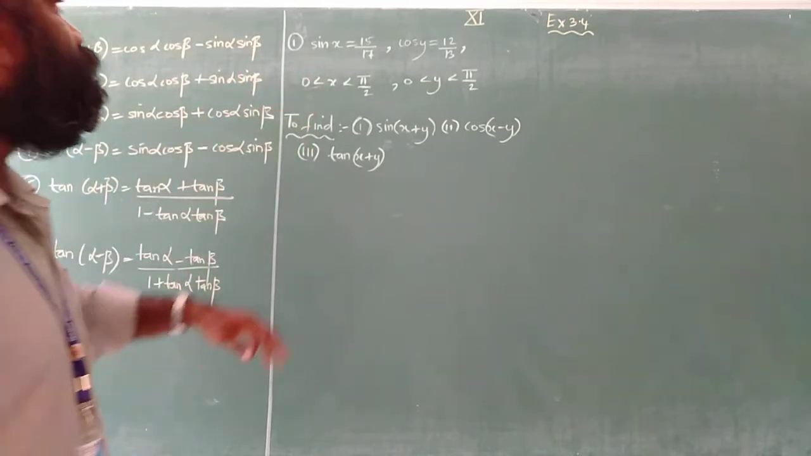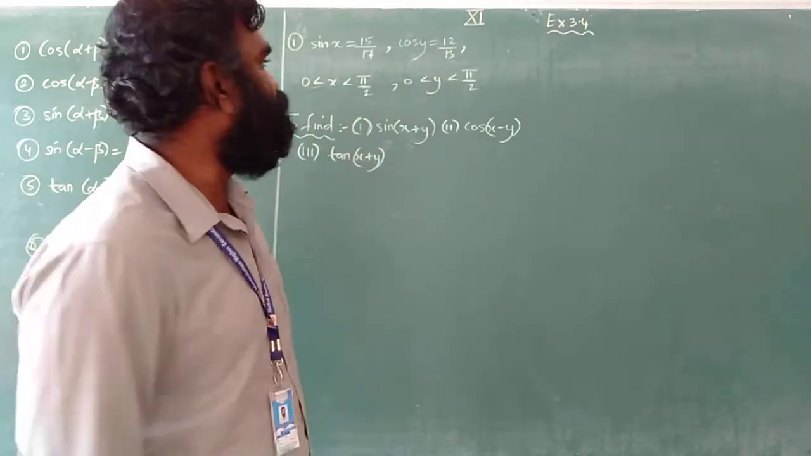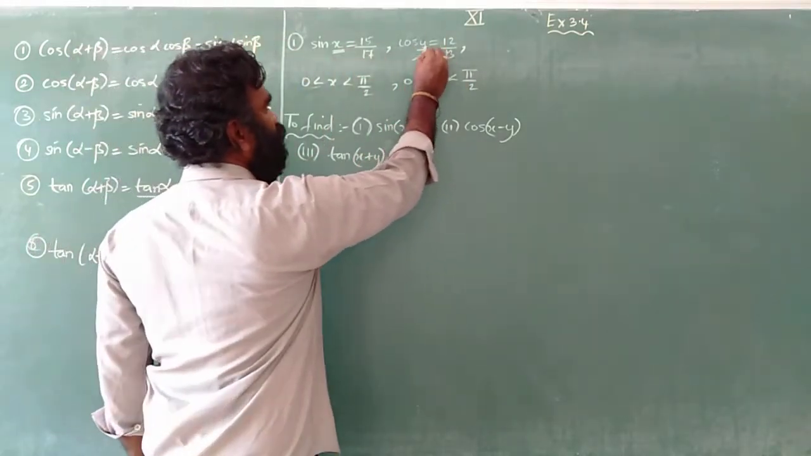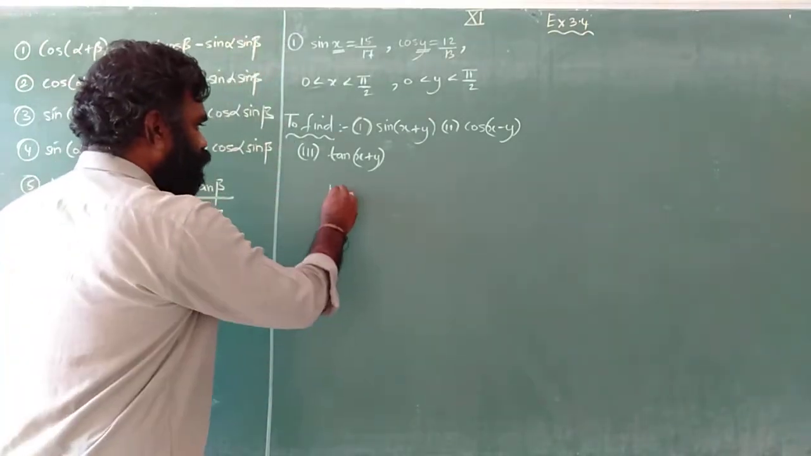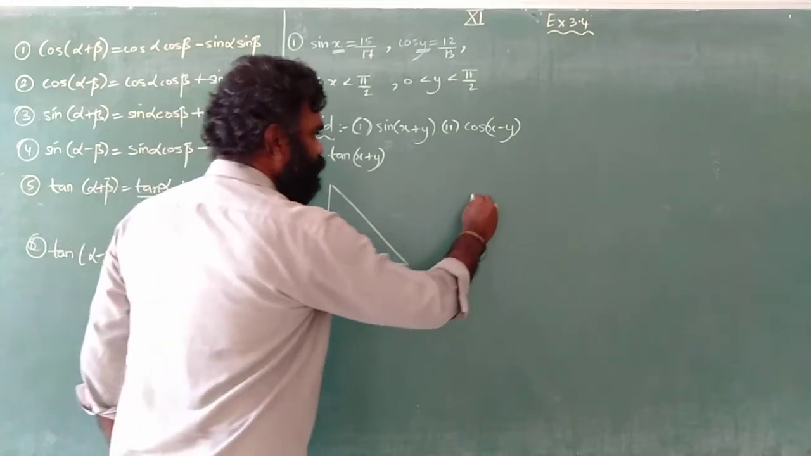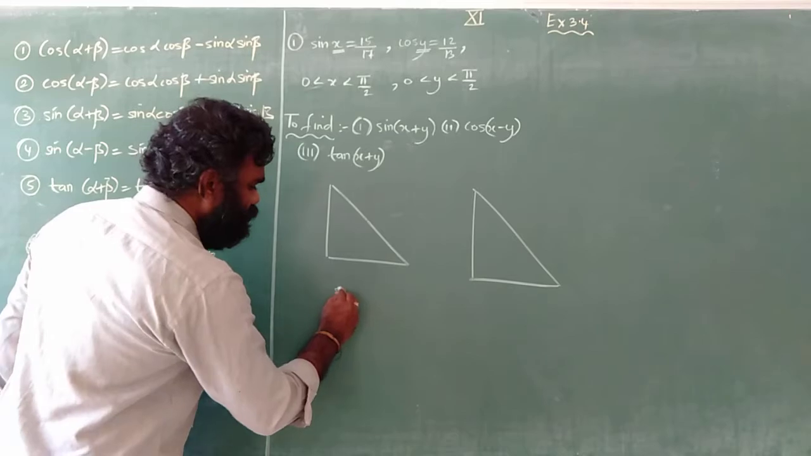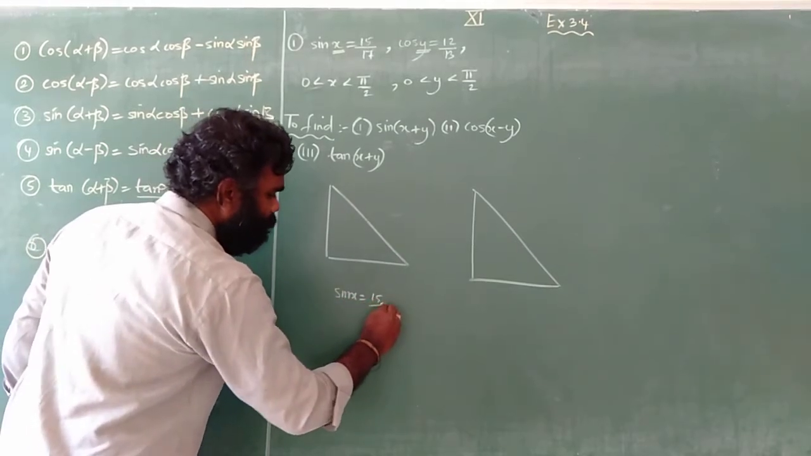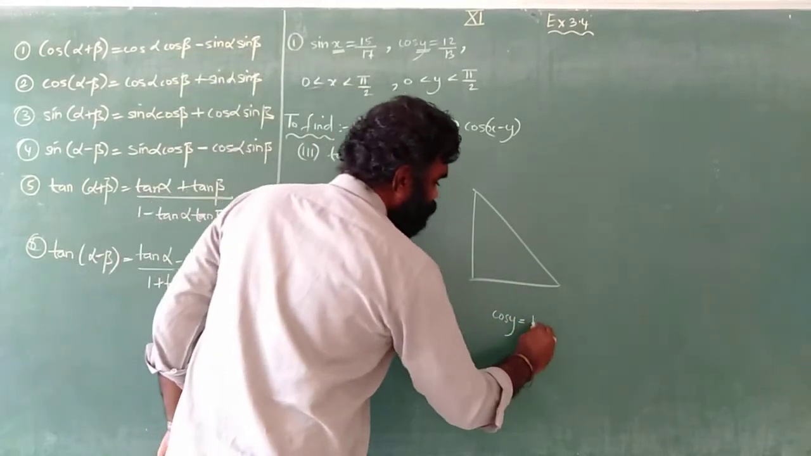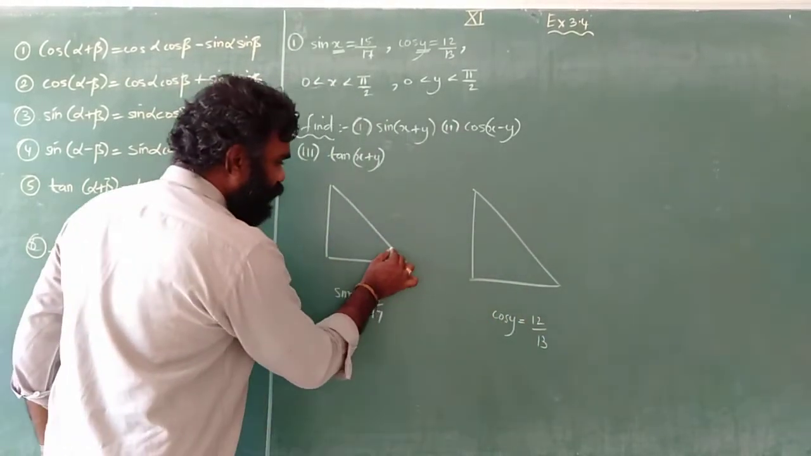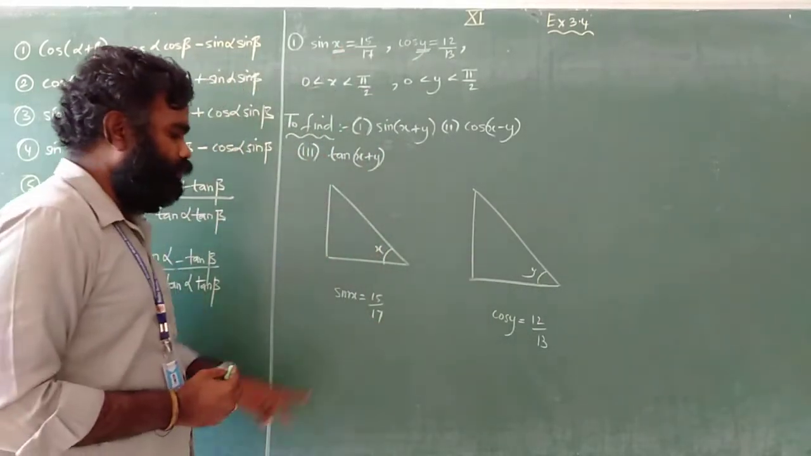First sum: sin x is equal to 15 by 17, cos y is equal to 12 by 13. See here x, here y. So these are different triangles. First I am going to draw for sin x, next I am going to draw for cos y. Sin x is equal to 15 by 17. Cos y is nothing but 12 by 13. So this is the angle x, and this is the angle y.